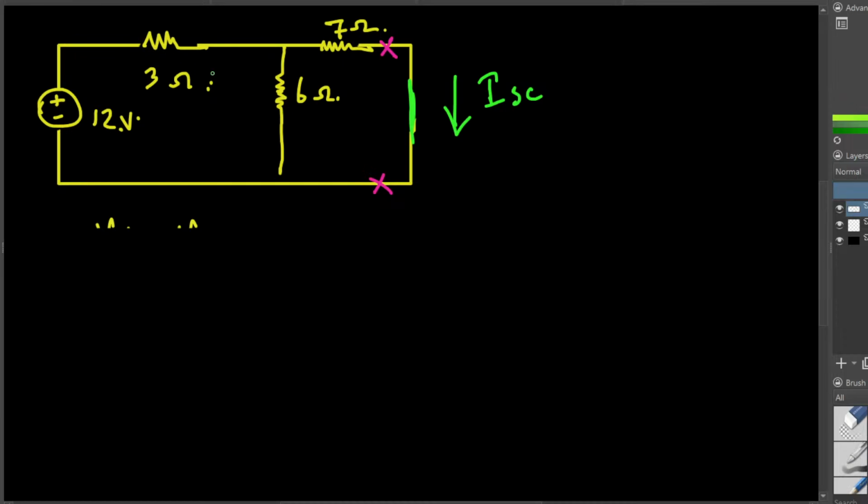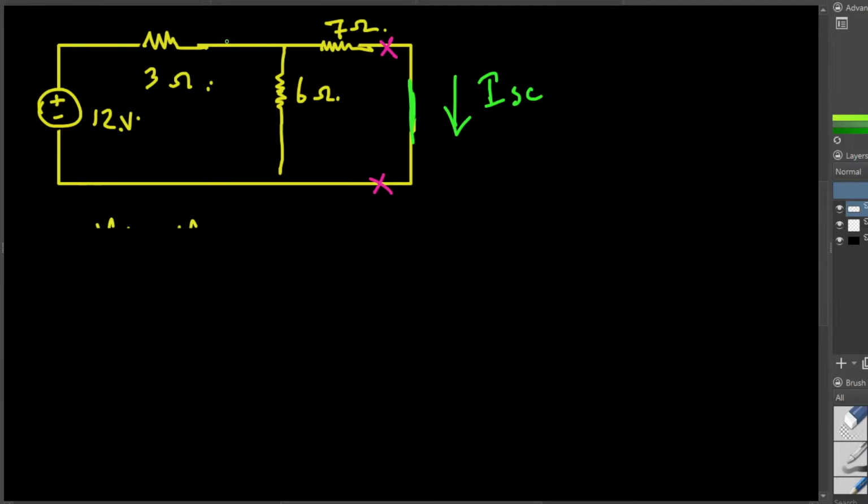We already did it, right? This is 3, here if you do the product over sum, this is 2. Here, let's do the product over sum. Let's find the equivalent resistance and solve for the current. Oh, you don't even need that. Let me see if there is any shorter way to do it.